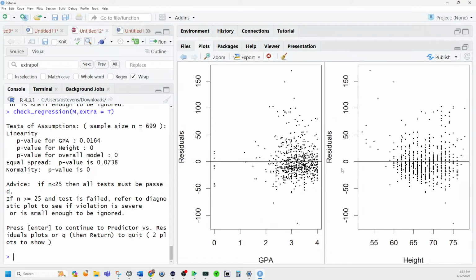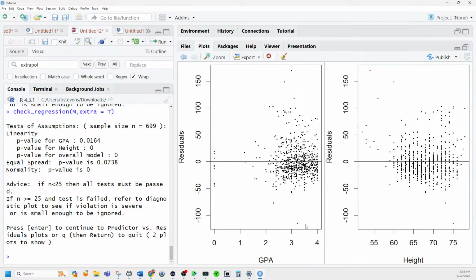Which of these looks to have more of a problem with linearity? GPA or height? Height, definitely. It's got this swoosh right here, these points above the line.